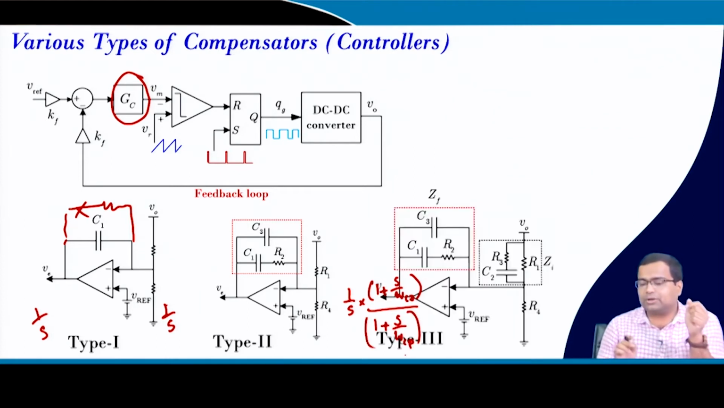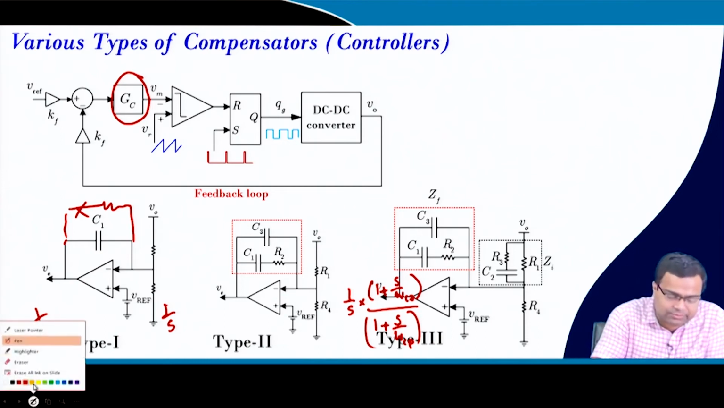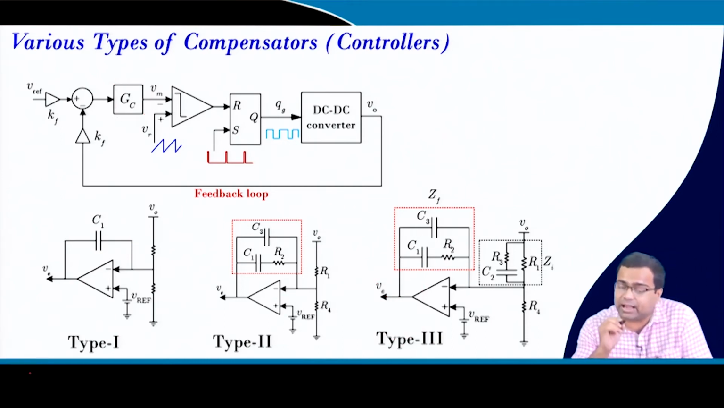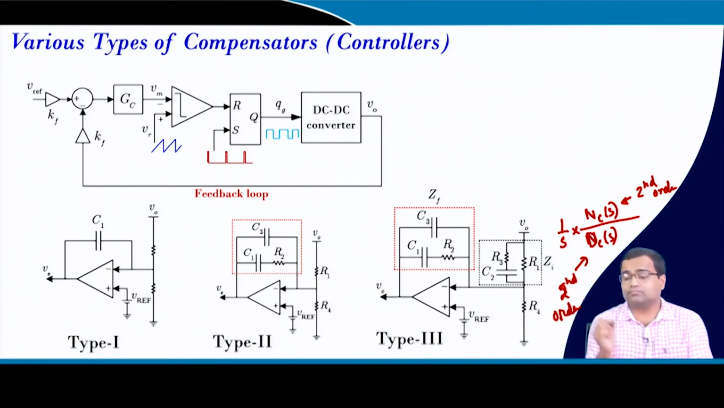This is type 2, and the next one is type 3. In type 3 we have one pole at origin which is common, and we have 2 zeros. That means the numerator coefficient is second order, and the denominator coefficient is also second order.